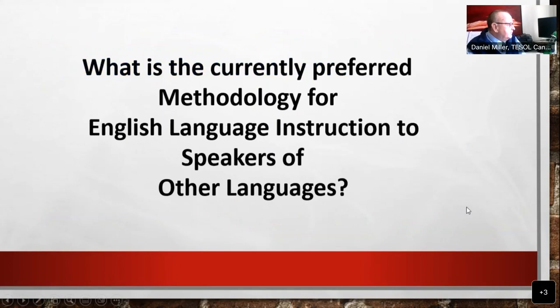What is the currently preferred methodology for English language instruction to speakers of other languages? And as we discussed last week, and we've discussed several times, the currently preferred methodology is the CLT, Communicative Language Teaching.